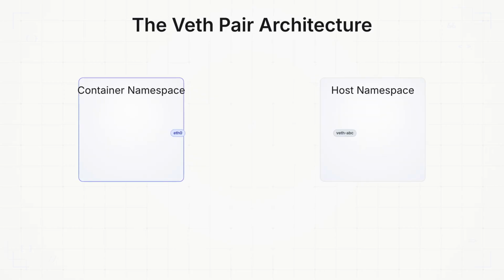Every container sits in its own network namespace. To connect this isolated namespace to the host, Linux uses a veth pair, a virtual Ethernet cable with two ends. One end, usually named eth0, stays inside the container. The other end, often starting with veth, sits in the host's root namespace. Every packet sent by your application must traverse this virtual link.